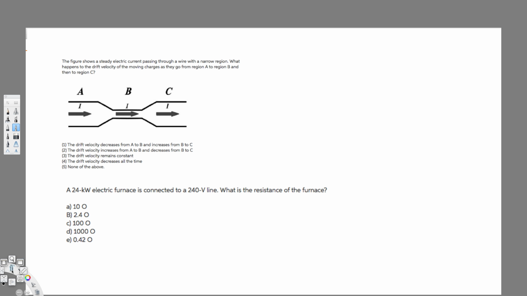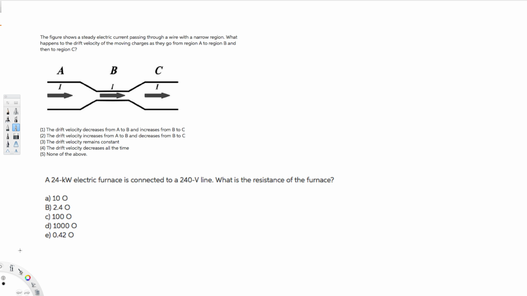What's going on, guys? Let's do this problem right here. The question is asking, the figure shows a steady electric current passing through a wire with a narrow region. What happens to the drift velocity of the moving charges as they go from region A to B and then to C? So let's see what happens.